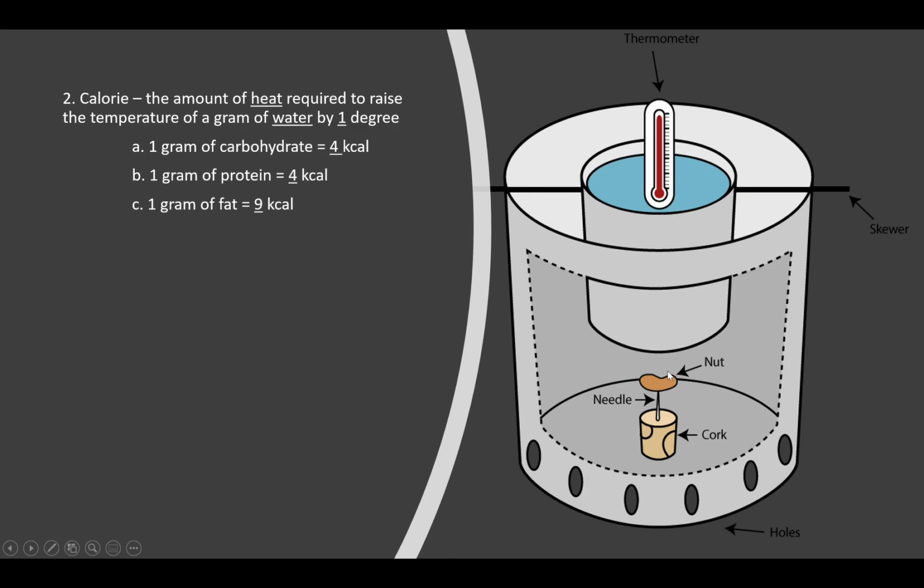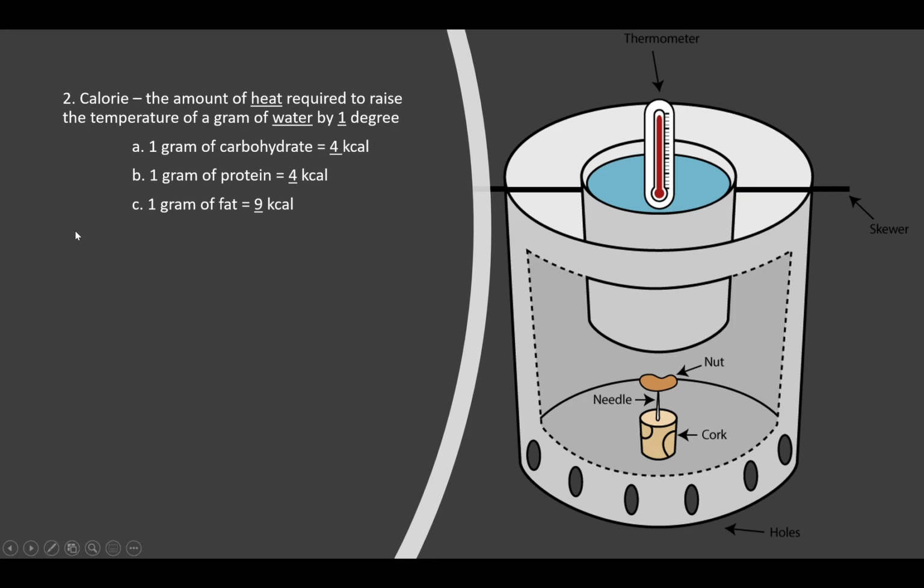As this piece of food is burning, it's going to make the water heat up, and the number of degrees that it raises that, if it's a gram of water, is how many calories it has. So if you have 1 gram of carbohydrate, that will equate to 4 kilocalories, and it's actually kilocalorie. We just call it calories because it's easier, but if you see kcal, that's the same thing as calories.